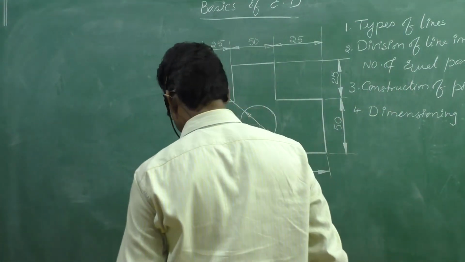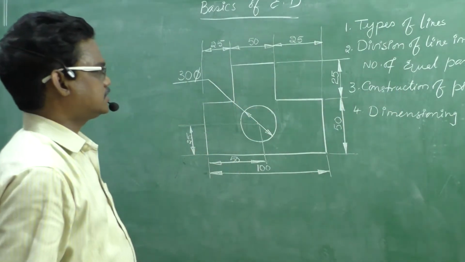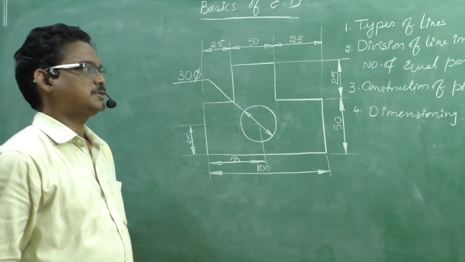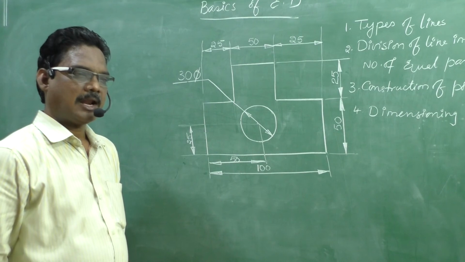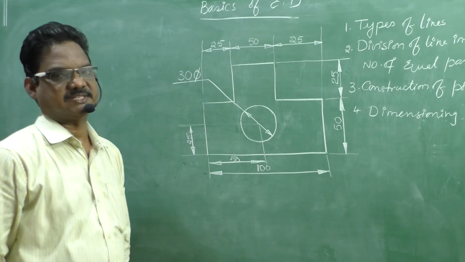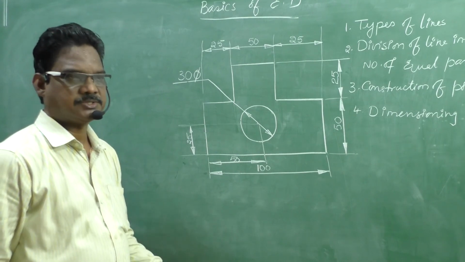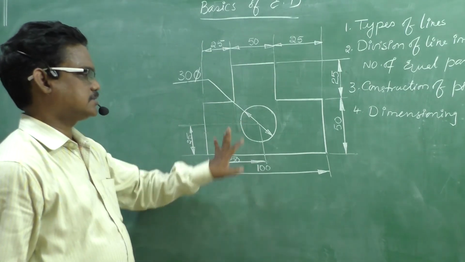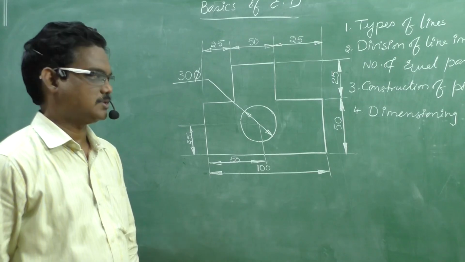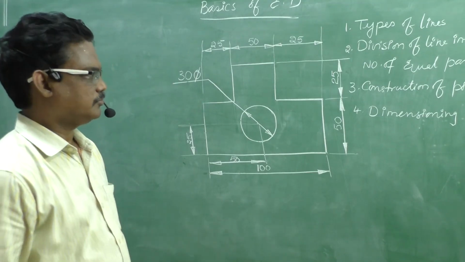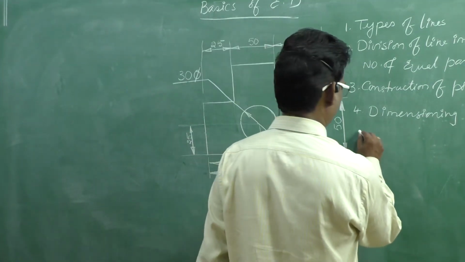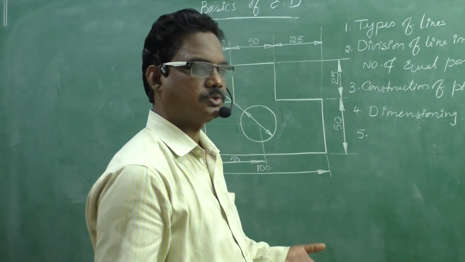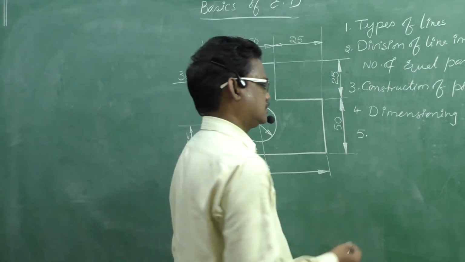Okay. Now, this type of dimensioning, if we give, that type of dimensioning is called aligned dimensioning system. Unidirectional system, aligned system, two types are there. Okay, this is called aligned dimensioning system. Next, fifth one is giving text in the drawing sheet. Okay, text.